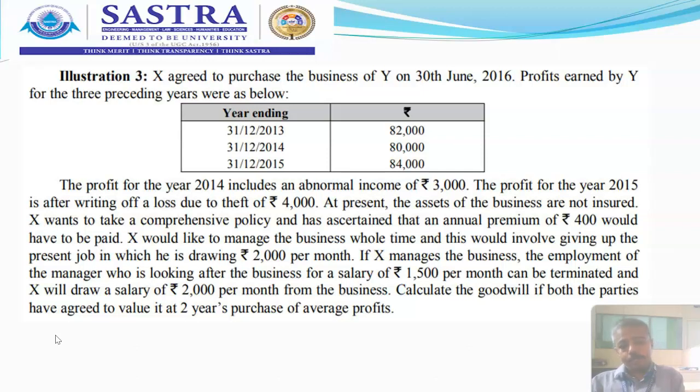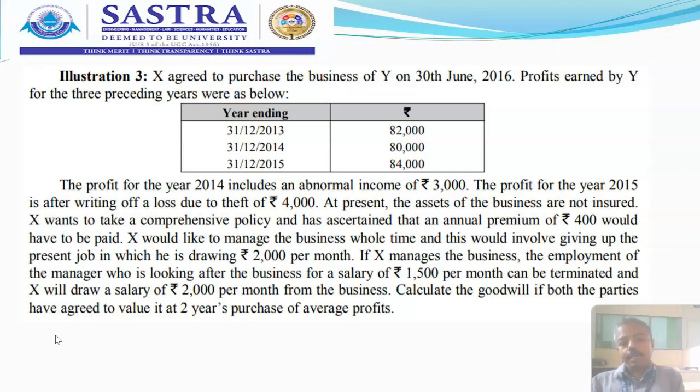Mr. X would like to manage the business full time, and this would involve giving up the present job in which he is drawing rupees 2,000 per month as an honorarium. So now he is going to lose that. So that has to be subtracted because this is also a regular expenditure, recurring in nature.